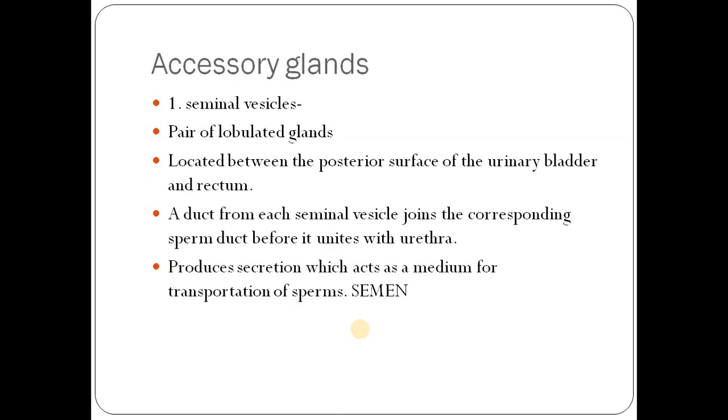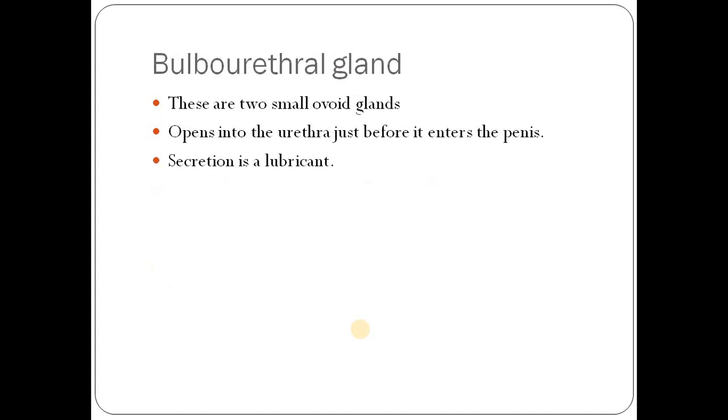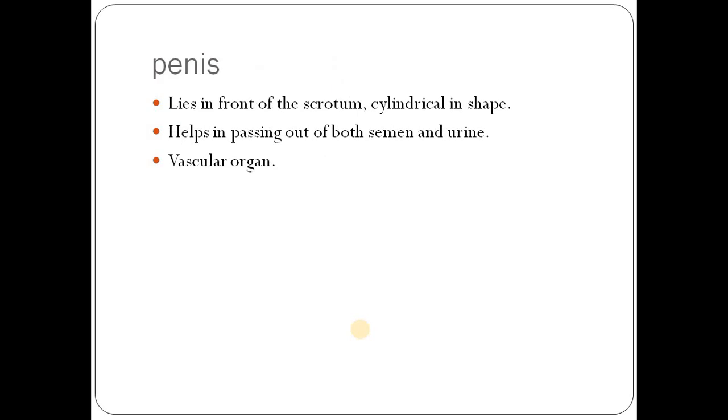Alright. Then we talk about our next portion, that is our accessory glands. When we say accessory glands, the first one is the seminal vesicles. Then we have the prostate glands, then the bulbourethral glands, and finally the penis.